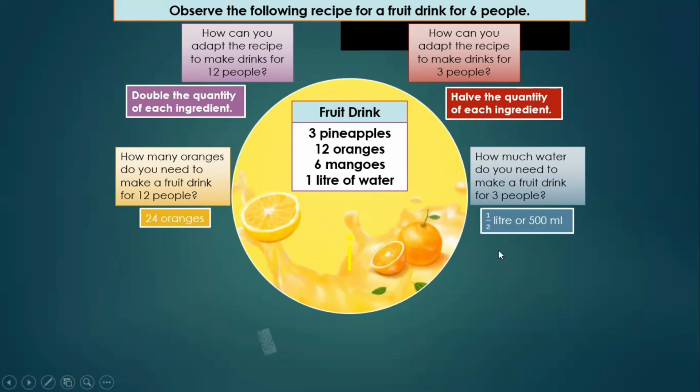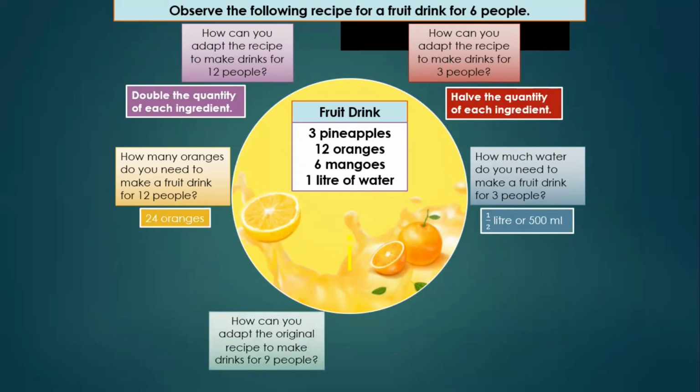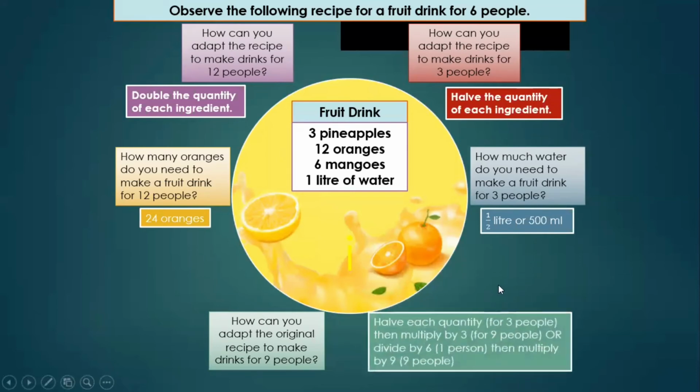Clear? Okay. So how can you adapt the original recipe to make drinks for 9 people? Here comes the unitary method. How are you going to find for 9 people? You have to find each quantity for 3 people and then multiply by 3 for 9 people. Or you find for 1 person and then multiply by 9 for 9 people. So this is called the unitary method, and this also takes us towards direct proportion.